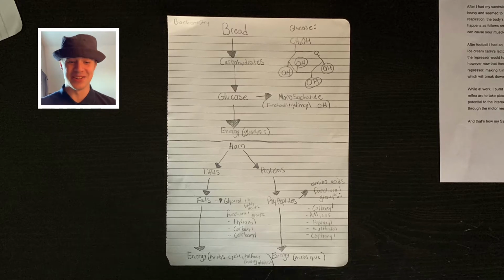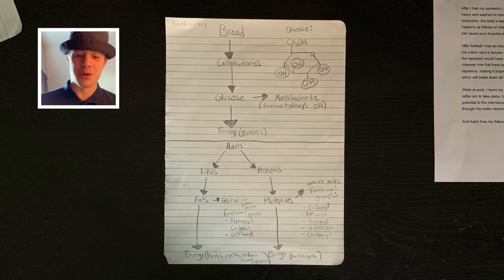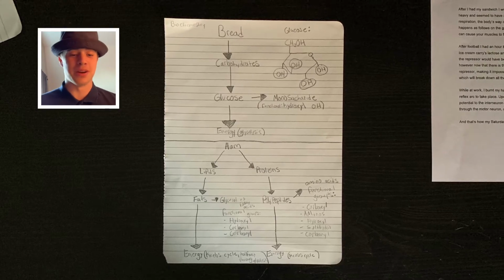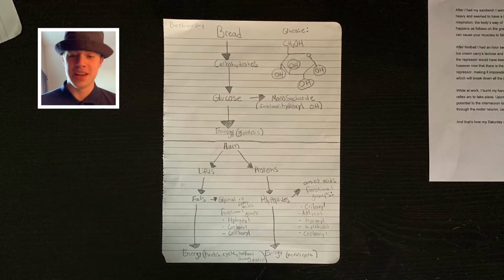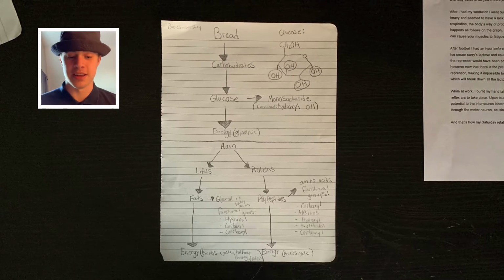Hi, I'm Phoenix Stone, and I can connect my Saturday to every single unit we've covered so far this year. Watch this. Saturday morning, I woke up and made myself a ham sandwich, which is made up of carbohydrates from the bread and proteins and lipids from the ham. If you were to break down this bread into carbohydrates, you'd find glucose, a monosaccharide containing the hydroxyl functional group.